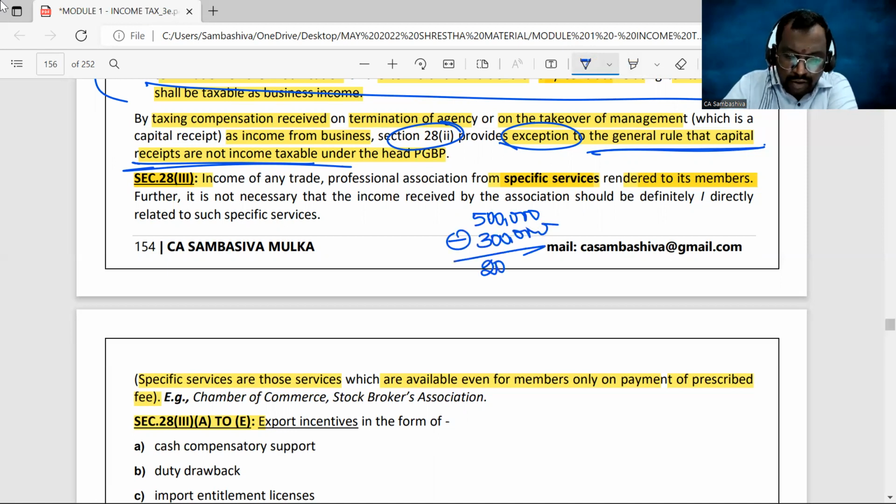So how much is left over? 2 lakhs. Now only this 2 lakhs is taxable here as per the provisions of section 28 clause 3. So by providing some specific services to its members, whatever income it is getting, that income is chargeable to tax under the head PGBP.